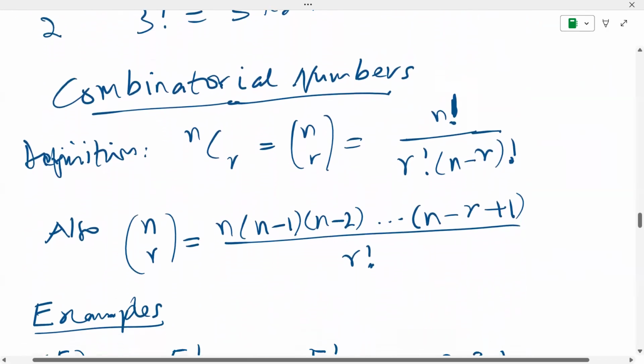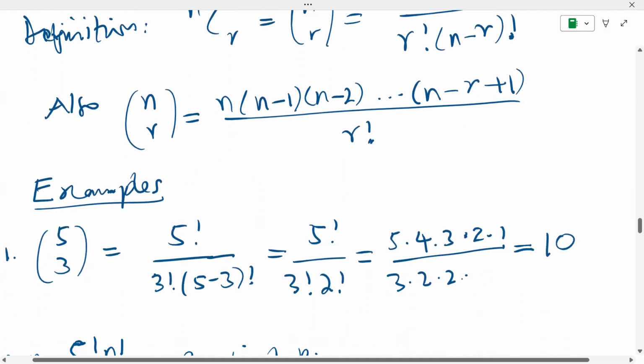I want to explain what is termed combinatorial numbers. So let's define it. And this is nCr. That is n choose r, or we can write it this way. And we define it as n factorial over r factorial times (n minus r) factorial. Or we can also use this expression as well to explain that. So both can be used.